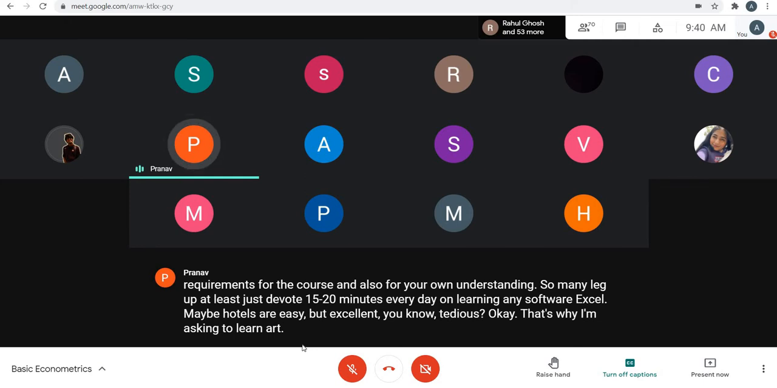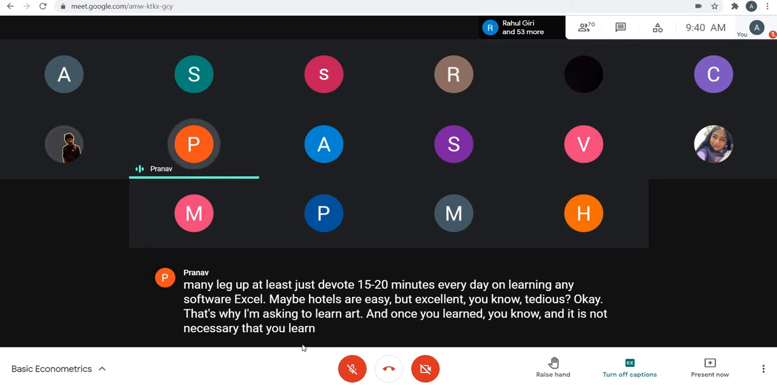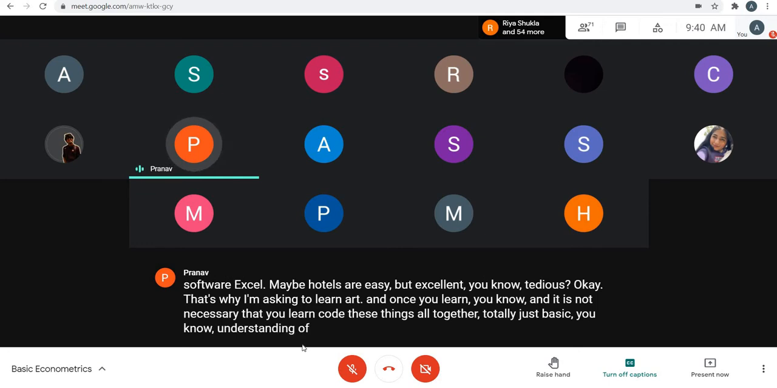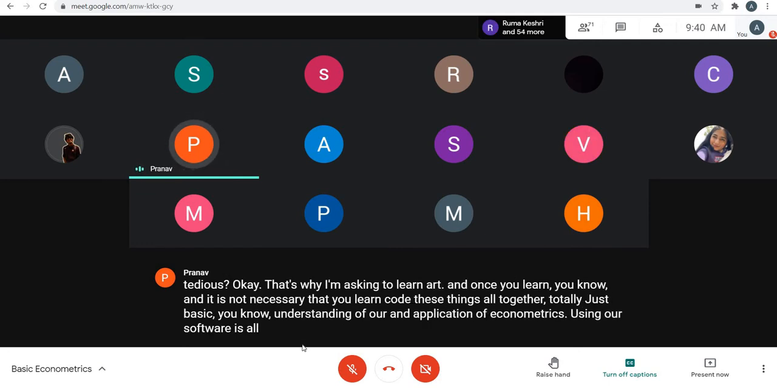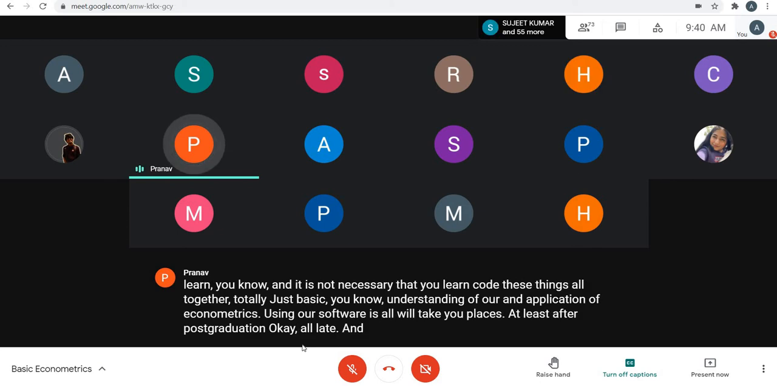And once you learn, it is not necessary that you learn to code these things totally. Just a basic understanding of R and application of econometrics using R software will take you places, at least after post-graduation. Okay, all right. And the other thing is that it is not compulsory.